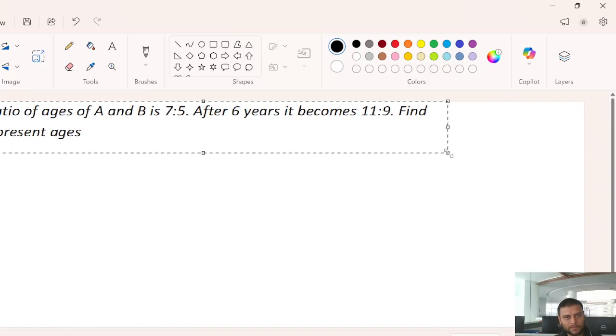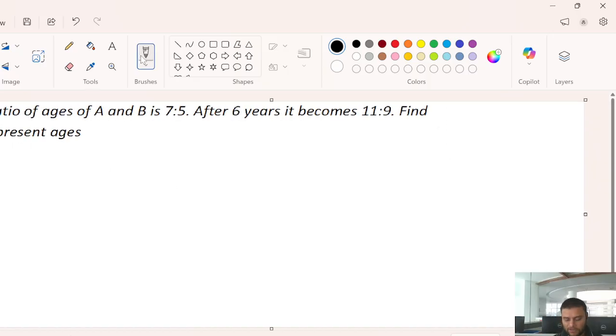Okay, friends. You can see over here the ratio of ages of A and B is 7 is to 5. Clearly, A is to B is given as 7 is to 5. After 6 years, the ratio becomes 11 is to 9. We have two methods to answer this question, guys.